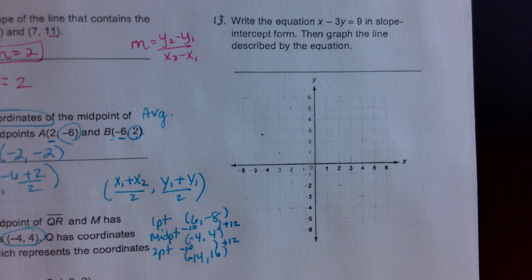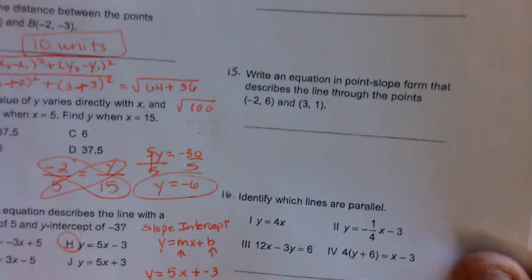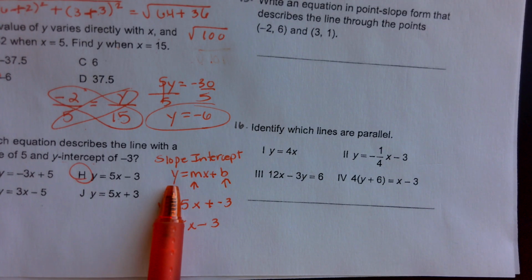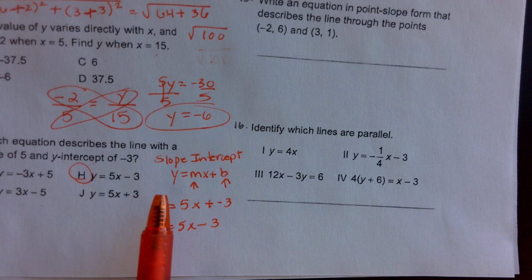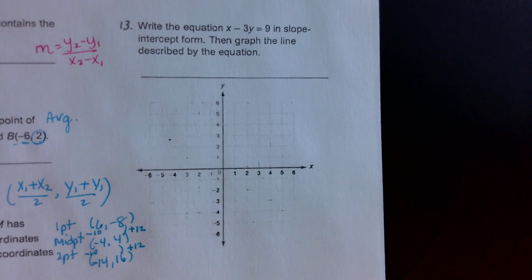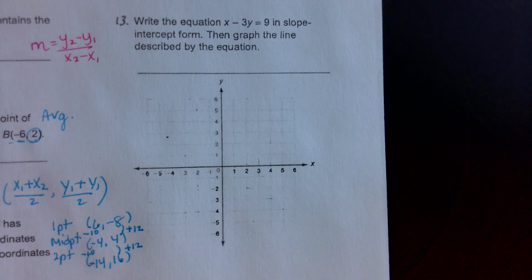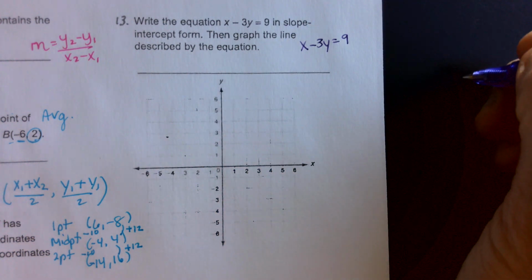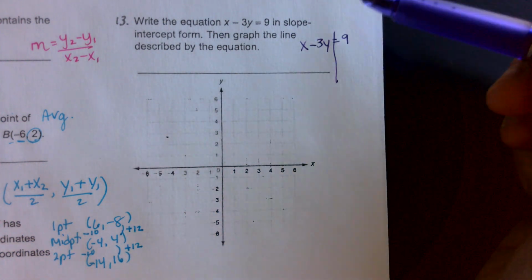Write the equation, x minus 3y equals 9 in slope-intercept form. Whenever I ask you, and I just showed you it down here, slope-intercept form, what is it? It's solve for y. When I ask you to put it in slope-intercept form, it means solve for y. It means get y all by itself over there. Okay? So I need the y alone.